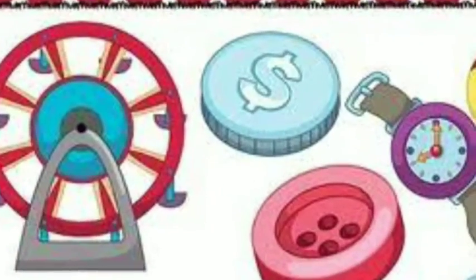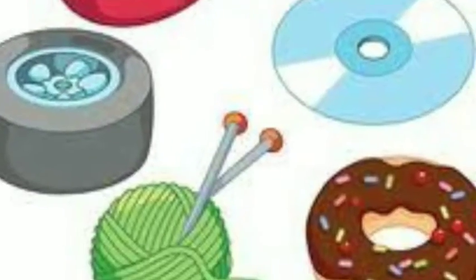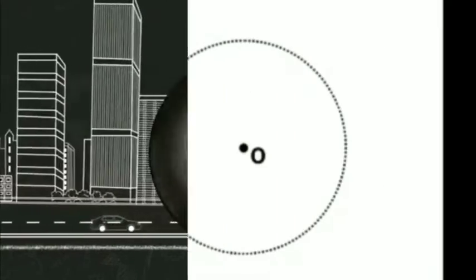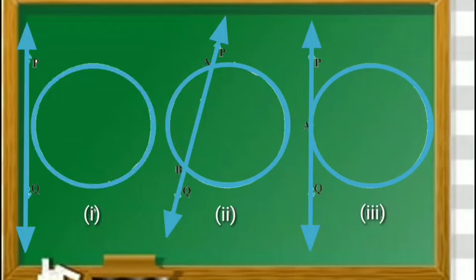Circles are present all around us. But what is a circle? It is the collection of all the points from a fixed distance from the center, and the distance is called radius. Now consider the three examples in which lines are drawn on or near the circle.